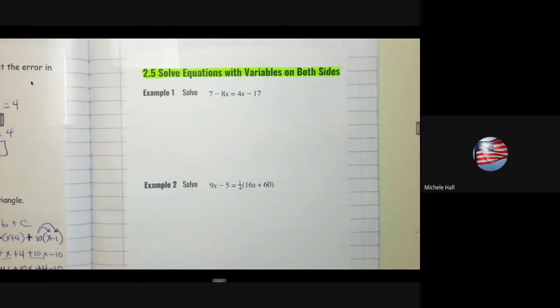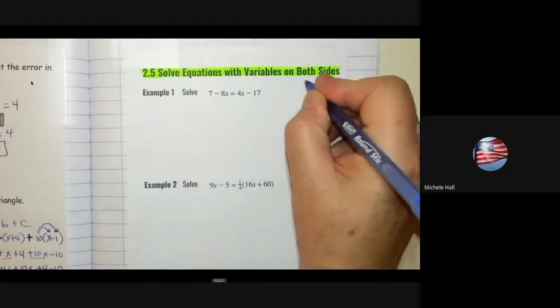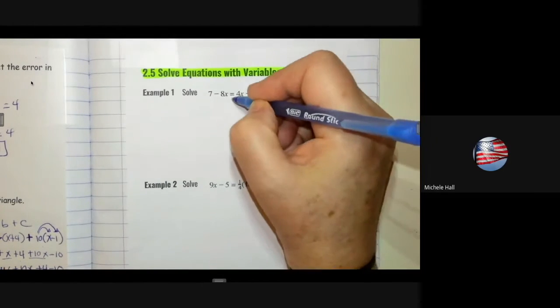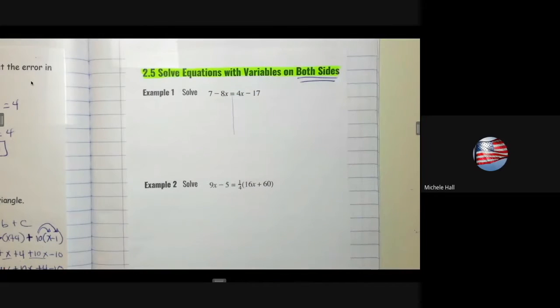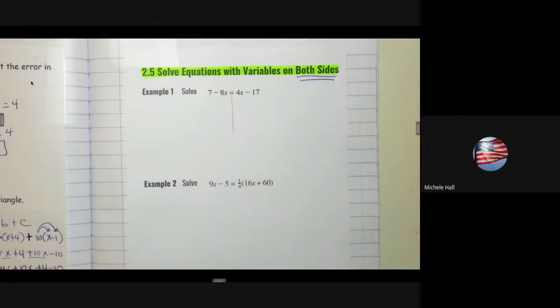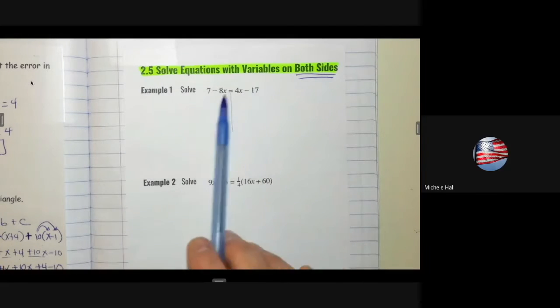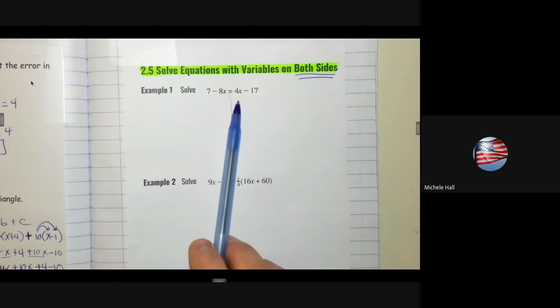2.5, solve equations with variables on both sides. Now the variable, here's my little line where I'm trying to keep it balanced. I have variables on the opposite side of the equation now. How would I shift a variable from the left side to the right side? I would shift it the same way that I would shift a number.